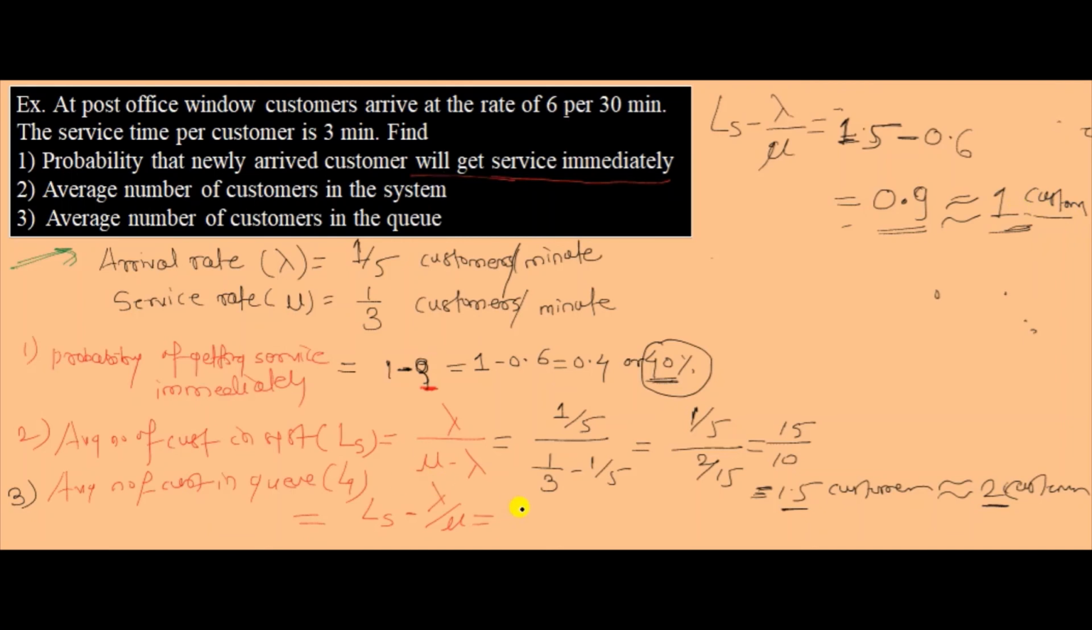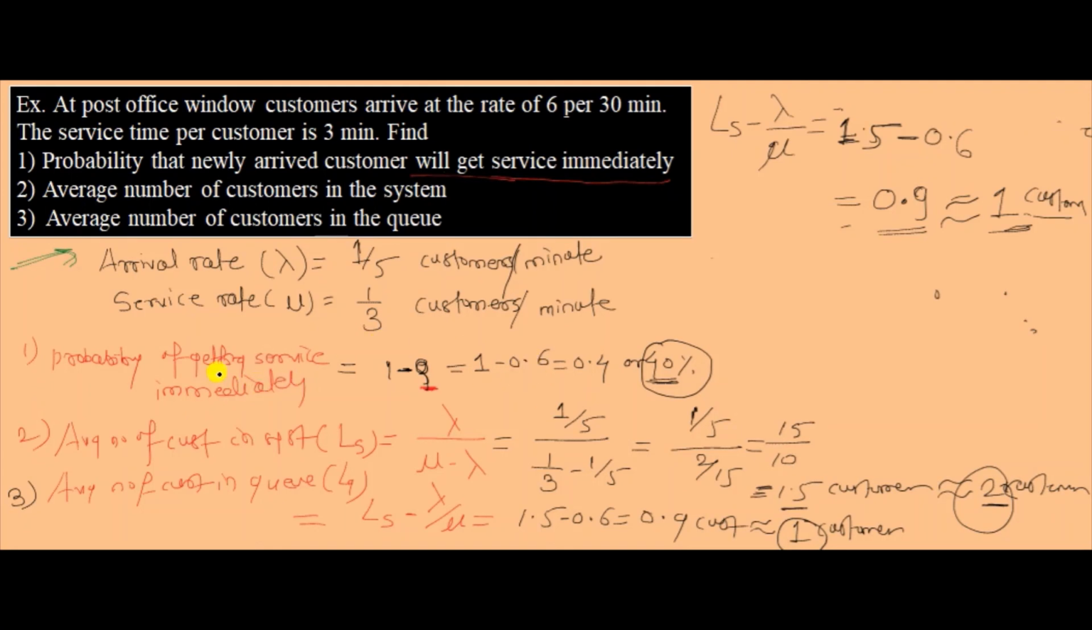So the answer is 1.5 minus 0.6, which is 0.9 customer, or approximately one customer. So the answer is approximately one customer here, and here the answer is approximately two customers.